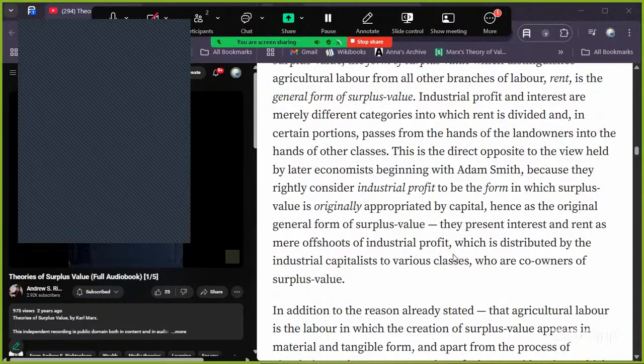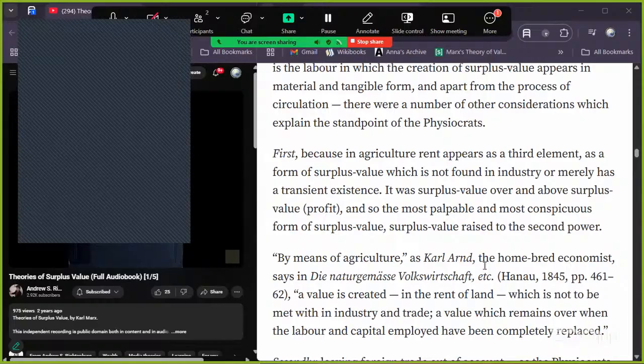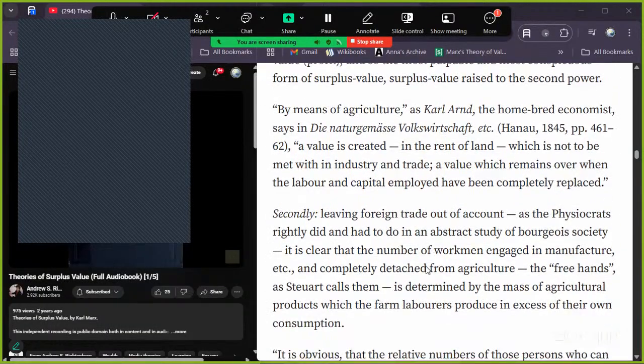In addition to the reason already stated, that agricultural labor is the labor in which the creation of surplus value appears in material and tangible form, and apart from the process of circulation, there were a number of other considerations which explain the standpoint of the physiocrats. First, because in agriculture, rent appears as a third element, as a form of surplus value which is not found in industry, or merely has a transient existence. It was surplus value over and above surplus value, that is profit, and so the most palpable and most conspicuous form of surplus value raised to the second power.